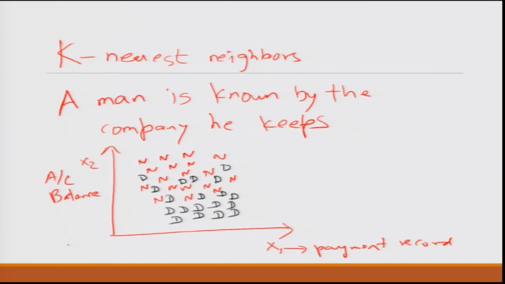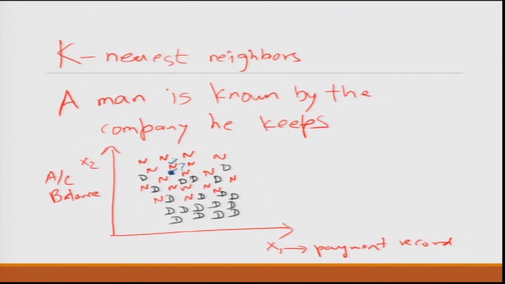So you got a data point here, for example. Let this be a data point. You want to predict whether this fellow is a defaulter or a non-defaulter. What k nearest neighbor says is: look at the people who are around him, the closest people around him. You can very easily say that if I choose his closest neighbor, probably this fellow is the closest neighbor.